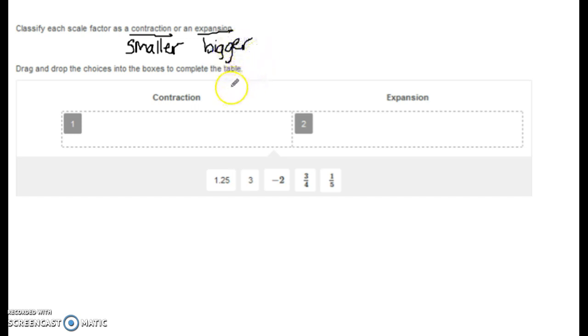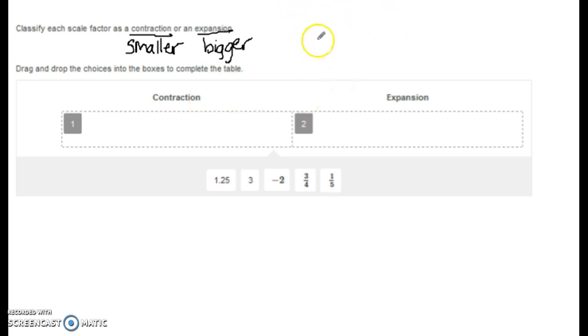Okay, so when we're dealing with scale factor, anytime you multiply by a number that's greater than 1, like if I make something 2 times bigger, I'm making it twice its size. So that would be an expansion. If I'm multiplying it by half, that's going to make it half of its size, and that's going to be a contraction. So here's basically what we look for.